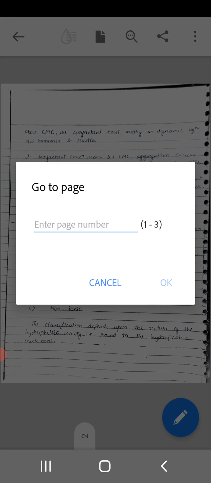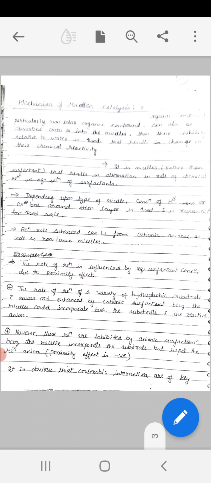Now we will study the mechanism of catalysis. Organic compounds, particularly non-polar organic compounds, can also be absorbed into the micelle. Thus, their solubility relative to water increases, which results in a change in their chemical reactivity. It is the micelle rather than the surfactant that results in alteration in the rate of chemical reaction in aqueous solutions of surfactants. Depending upon the type of micelle, the concentration of H ions or OH ions around the Stern layer increases, which is responsible for the increased rate.